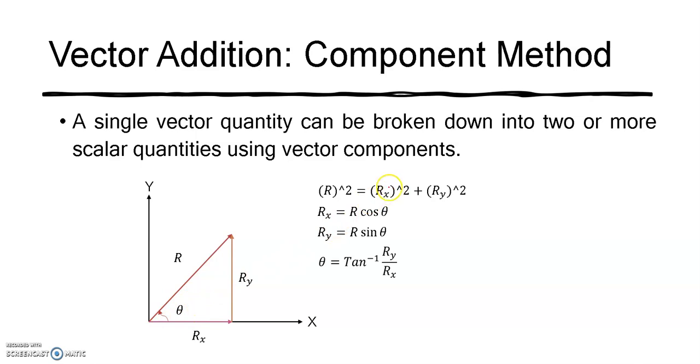Now, if we define the individual formulas of rx and ry, rx is simply r cosine theta, and ry is r sine theta. It's because of this relationship in the right triangle. And then theta is equivalent to the arctan of ry over rx. Now, let's get to the example.